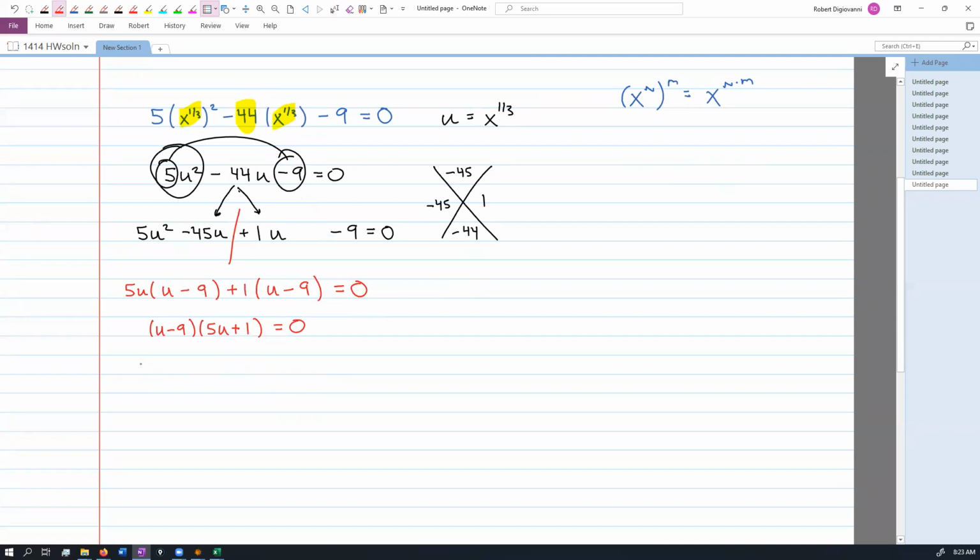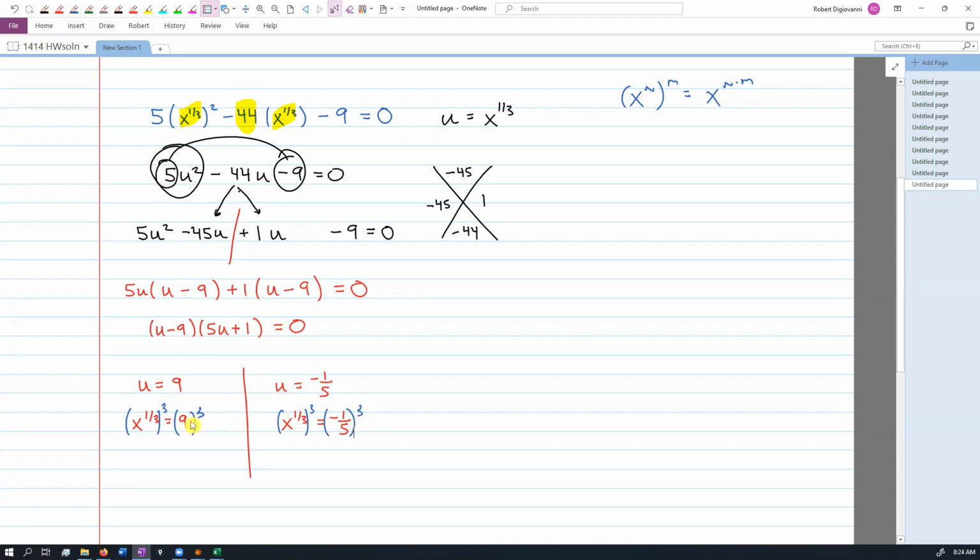So set these each equal to 0. I'm not going to show the work. You get u is 9, and you get u is equal to negative 1/5. Now, what was u? U was x to the 1/3. So this is really x to the 1/3 equals 9, and x to the 1/3 equals negative 1/5. And now to get x, I will cube both sides. Cubing, so I don't need to check my answers.